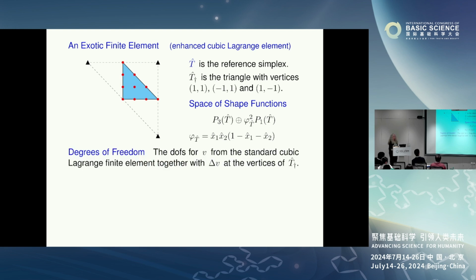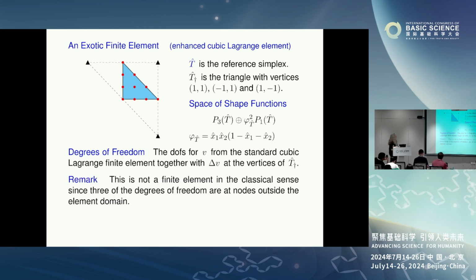The degrees of freedom for this exotic element consist of the degrees of freedom for V from the standard cubic Lagrange finite element, which are represented by the dots in red in the picture, together with the values of the Laplacian of V at the vertices of the larger triangle, which are represented by these black triangles. One can show that a shape function is uniquely determined by its degrees of freedom. Of course, this is not a finite element in the classical sense, since 3 of the degrees of freedom are at nodes outside of the element domain. But we can do this because polynomials are defined on the whole plane.